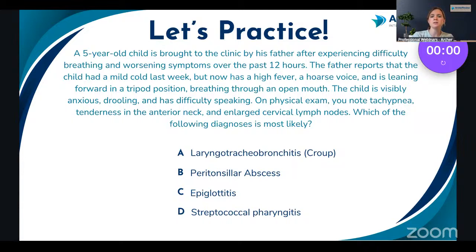Some of the other answers: we already talked about the peritonsillar abscess, and we talked about strep. Croup is generally less severe. They're usually going to have a barking cough with it. It's usually more of a gradual onset, and they're not going to have those issues with swallowing and drooling. They might feel like they also can't breathe, but they may not have the swallowing and drooling issue.